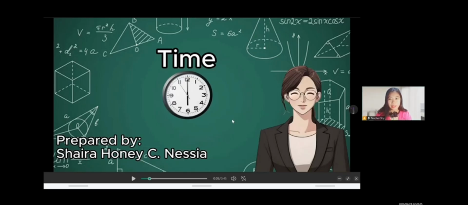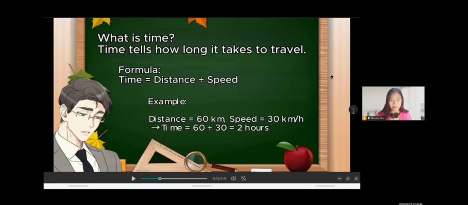Today we're going to talk about time. What is time? What do you think is time? Let's read this one. Time tells how long it takes to travel. It means it tells us how long it takes to travel.